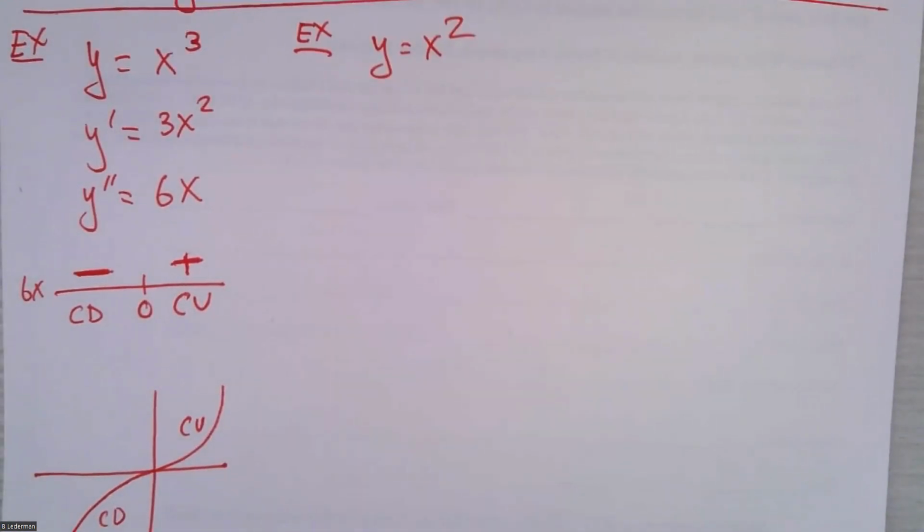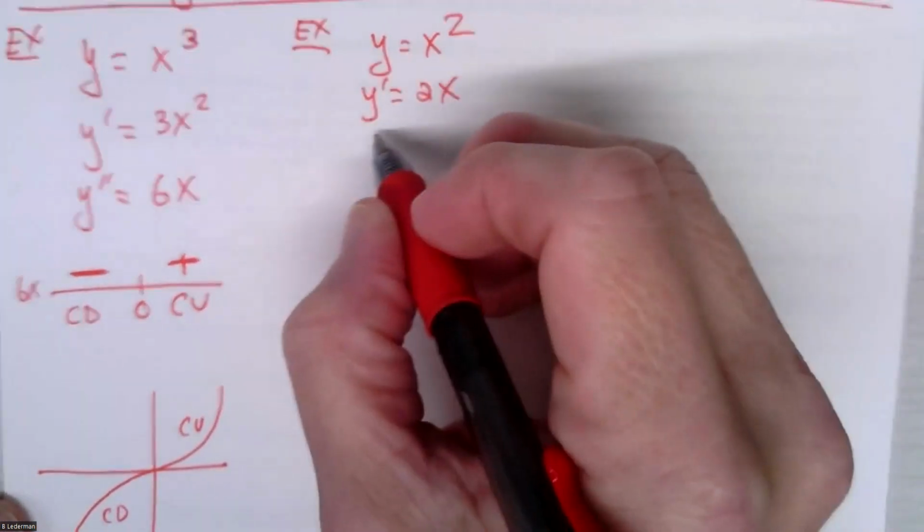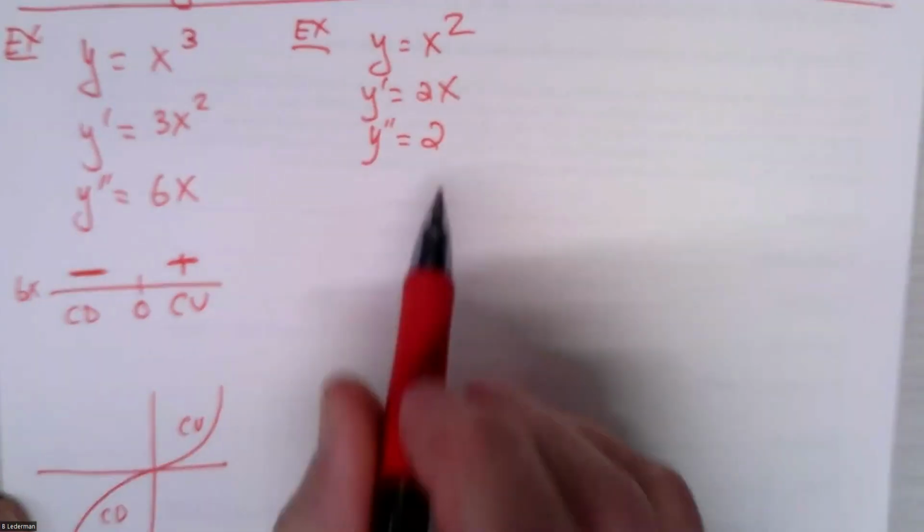Let's look at another example, y equals x squared. y prime equals 2x, and y double prime equals 2. Well, 2 is always positive. That means that no matter what the x value is, the function always has a positive second derivative because 2 is a positive number. It's a constant positive number, and therefore this function is always going to be concave up for the entire x-axis.